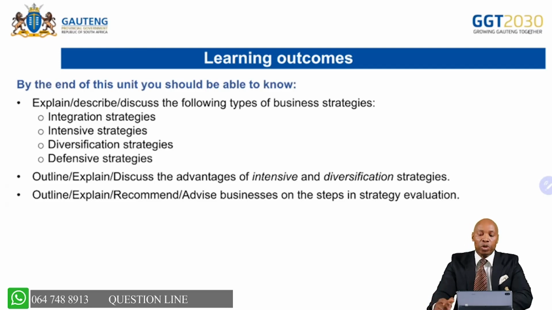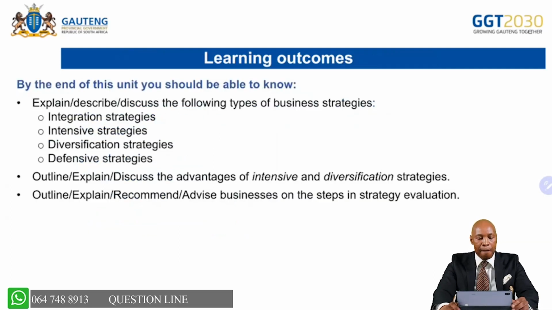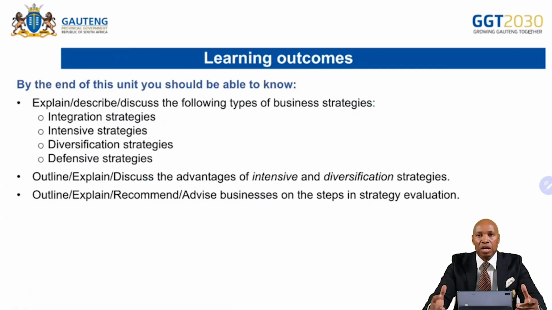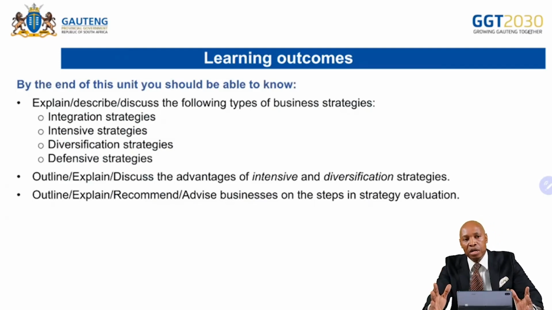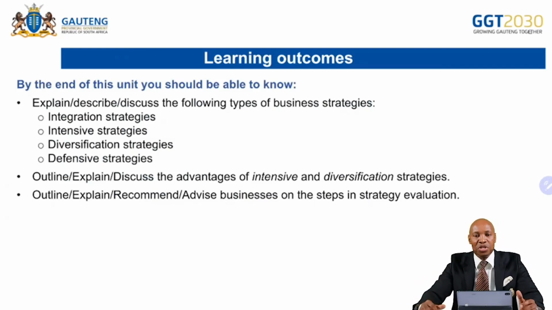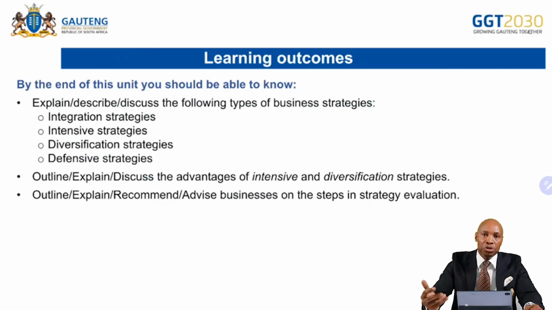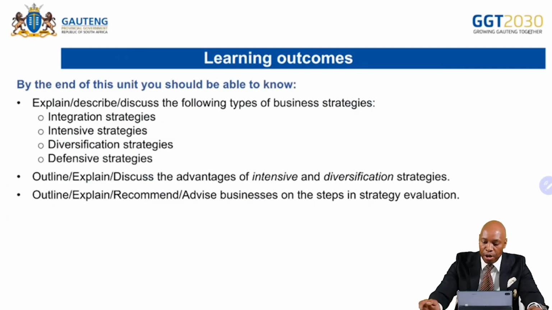Now we're going to start with the strategic management process. But then it's important that before we actually start with the strategic management process, we understand the structure of our question paper. How is our paper 1 going to look like? Although today we are doing business strategies, that does not mean paper 1 has only business strategies. I'm going to take you through all the main topics for paper 1 and the subtopics for paper 1.